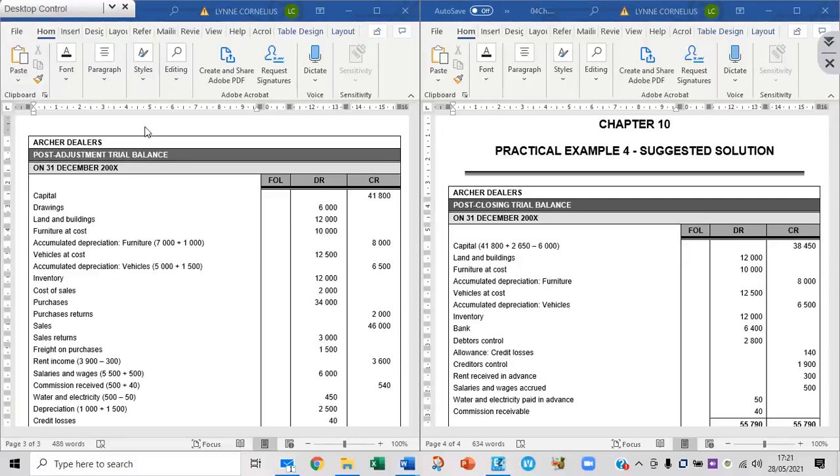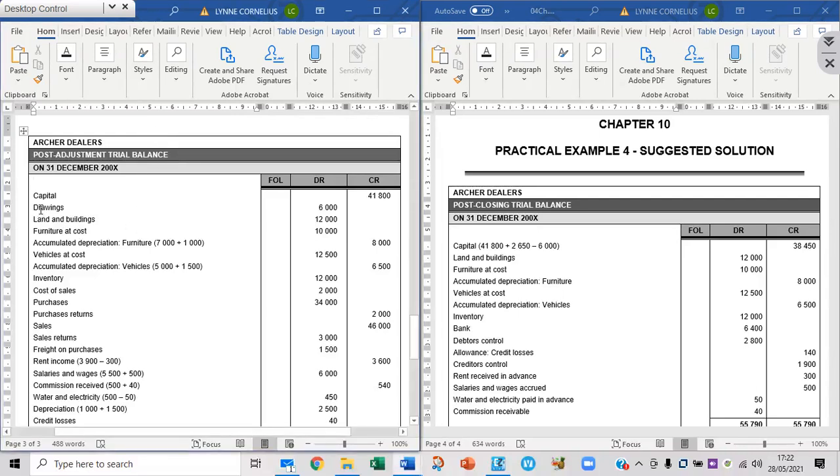The last example that we look at in Chapter 10 is practical example 4, where we prepare the post-closing trial balance. That is the trial balance that we prepare after closing of every single income and expense account. In other words, those accounts have now zero balances, and because they have zero balances, they will not be included in the post-closing trial balance.